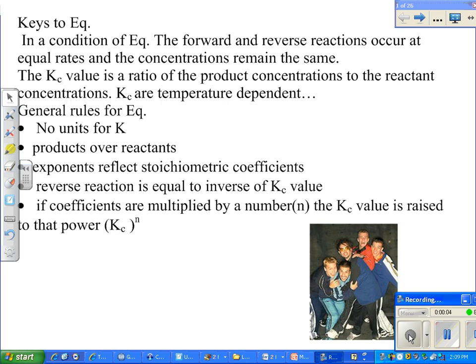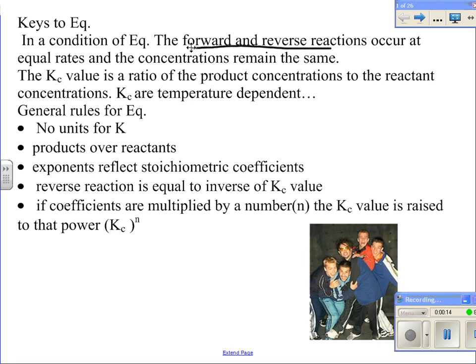Alright, so what I'm going to do is a general introduction to equilibrium, chapter 14, with some stuff that we need to know. First of all, the definition of equilibrium states that the forward and reverse reactions of a chemical reaction occur at equal rates and the concentrations remain the same. In fact, that's one of the ways you can spot equilibrium graphically.